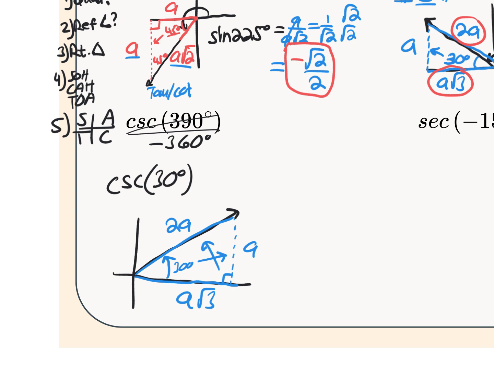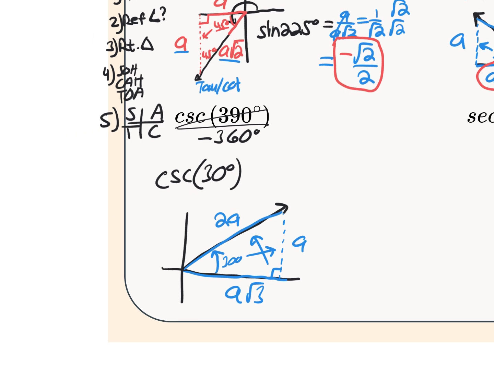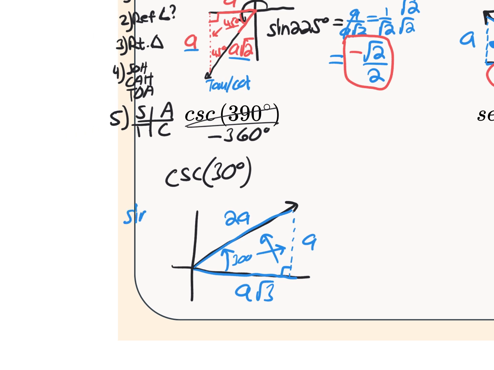If we don't know what cosecant is in terms of SOHCAHTOA, change it to something that you do know. We know that cosecant goes with sine. So let's try to find sine of 30 degrees. Sine of 30, we know, is going to be the opposite over the hypotenuse.